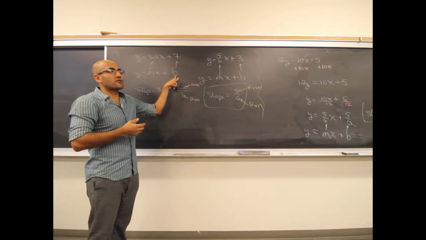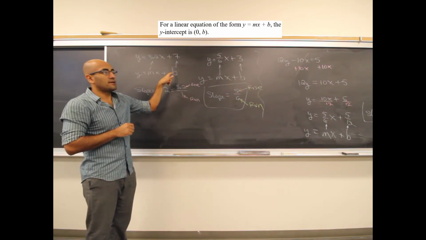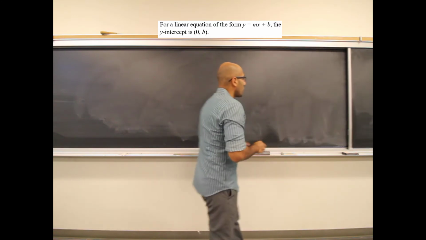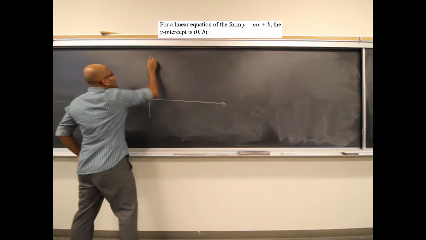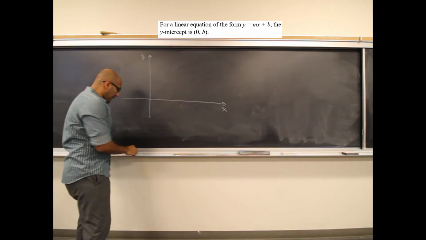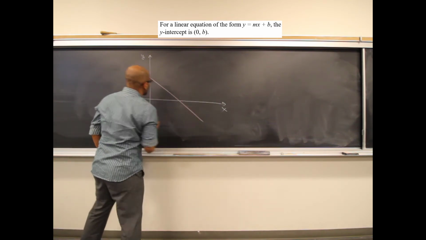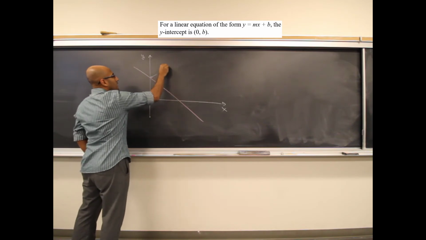The other important value here is the b. So for a linear equation of the form y equals mx plus b, the y-intercept is (0, b). So, quick refresher. Remember that if we have a coordinate grid system this way with the variables x and y that way, then if a line did something like that, for instance, then we would say that that point right there is the y-intercept point.